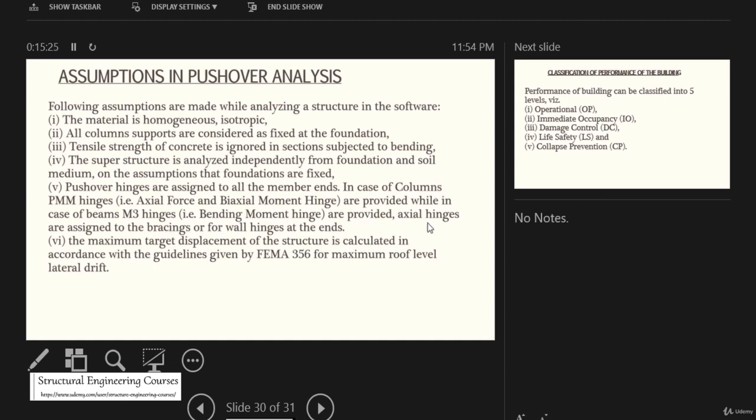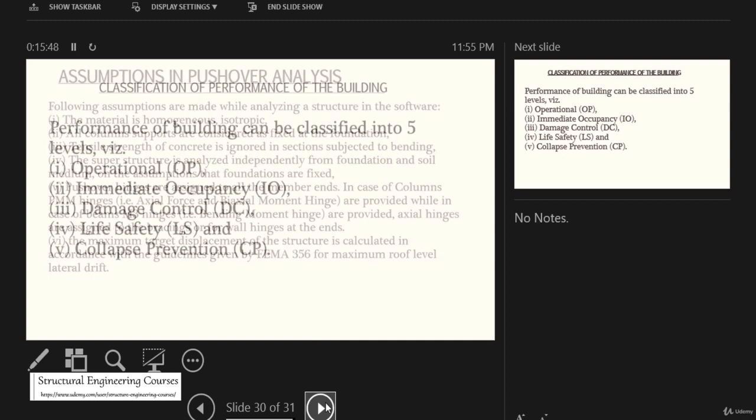But all these options are not available in the STAAD software; they are only available in ETABS and SAP2000 software. And the maximum target displacement of the structure can be calculated. The American standard, ASCE 07-16, gives us the guidelines to calculate the maximum target displacement of the structure in accordance with various parameters, that is, height or various other dependent parameters of the structure.